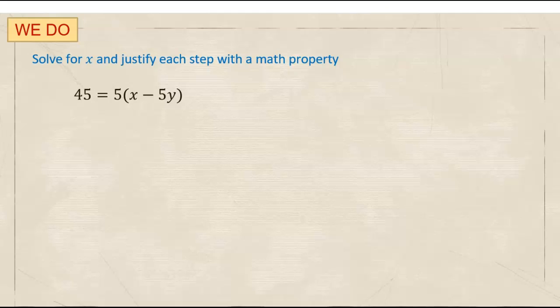Okay, this is a very similar equation to the one we just solved, only this one has a y now. This is a literal equation. We are again going to solve for x and justify each step. So I draw my line, circle my variable, highlight my other terms. What should I do first here? Well, distribution worked out well for us before. Maybe we'll try that again. So we're going to use the distributive property.